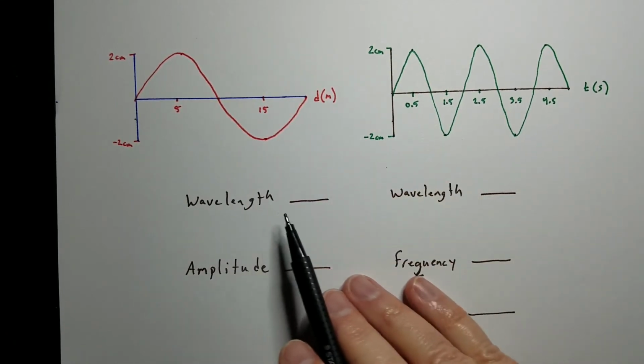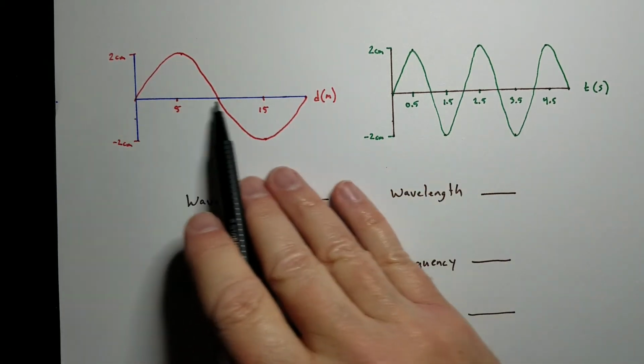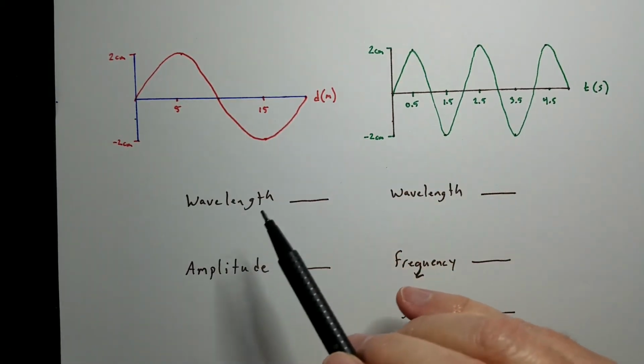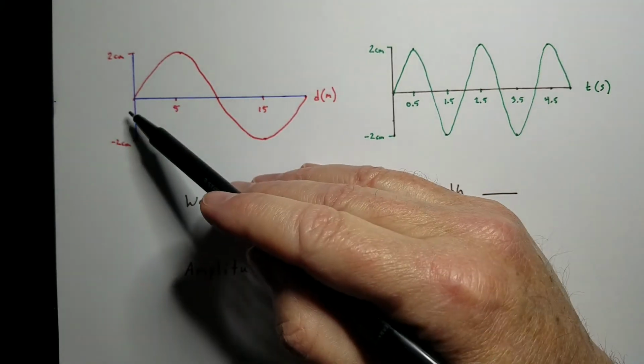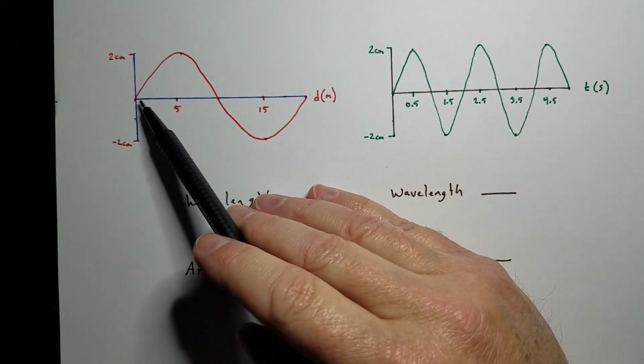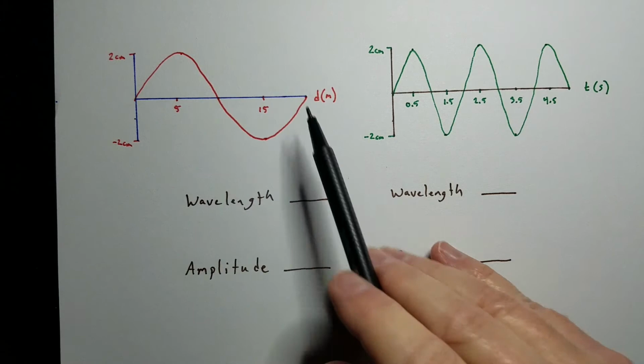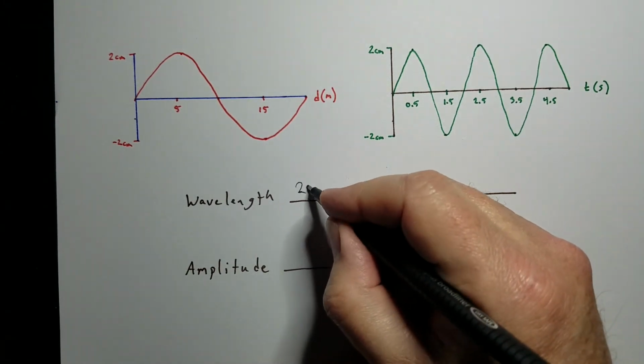So the first thing is find wavelength. Well, wavelength is a distance, so I'm going to use this one. And wavelength is the length of just one wave. One wave will be one complete crest and one complete trough. And so in this case, that's 5, 10, 15, 20. That would be 20 meters.